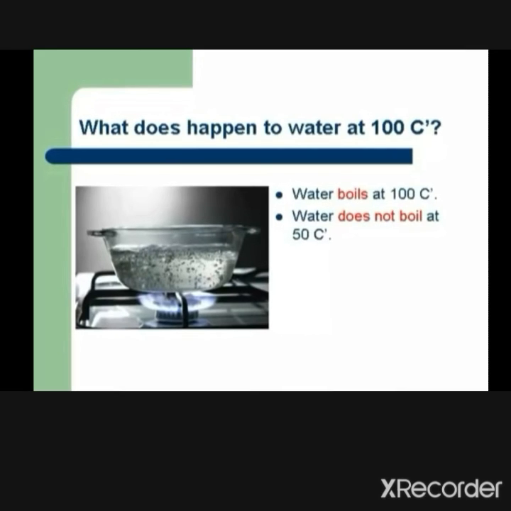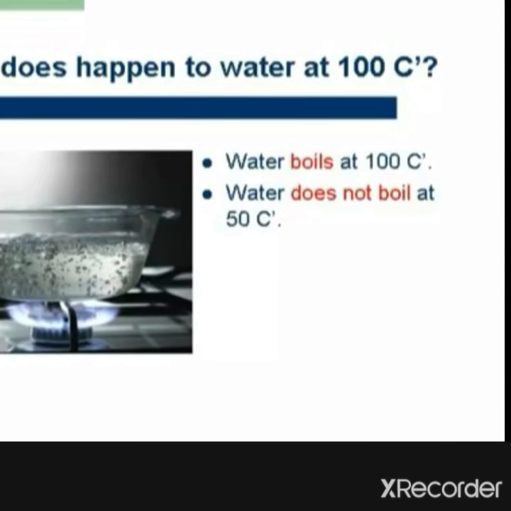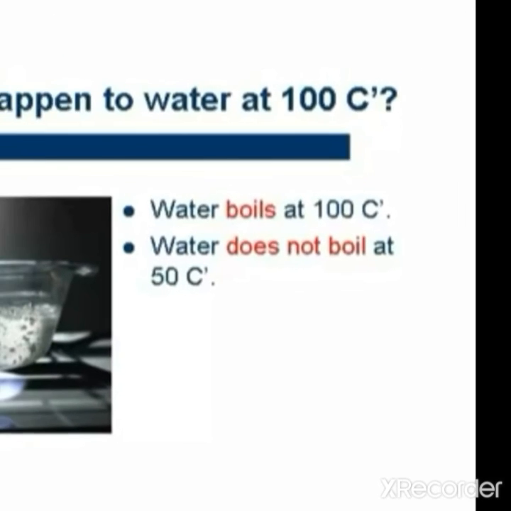So let's see some more examples. What does happen to water at 100 degrees Celsius? So you can see here that we put the word before does, and after does we used our verb. It becomes an interrogative sentence. And you can answer this question as water boils at 100 degrees Celsius. We are using boils because water is a singular thing, one single thing. Water does not boil at 50 degrees Celsius. Here in the second example we use a negative sentence, and after water we use does not, because water is singular.